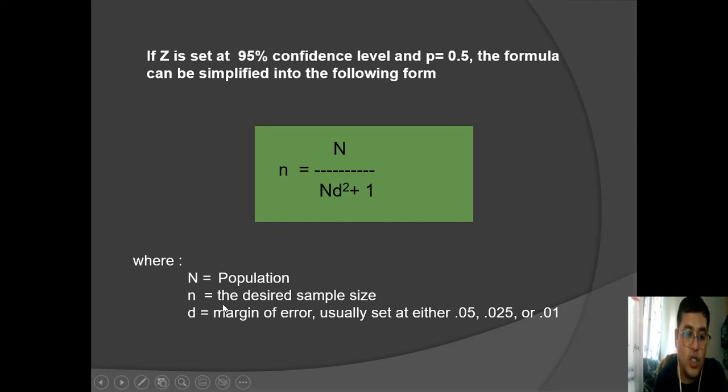So capital N is population, the bigger N. And the small n is the desired sample size. D is the margin of error. Sa ibang formula, n yan all over N e squared plus 1, where e means error. And of course, the margin of error pwedeng 0.05, 0.025, or 0.1. Okay? So, that ends our discussion for understanding statistics until finding the sample size.